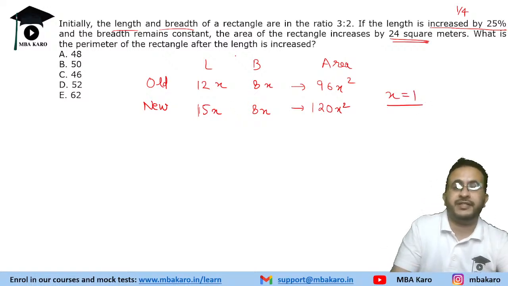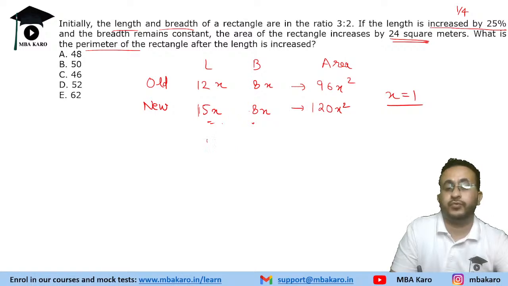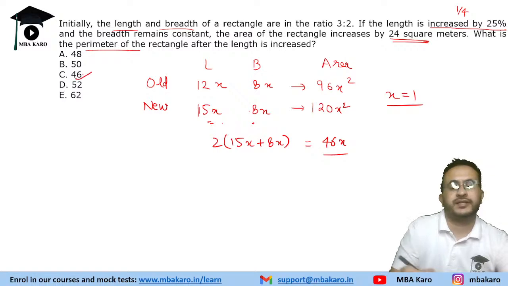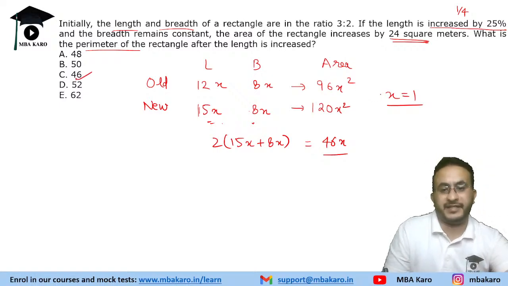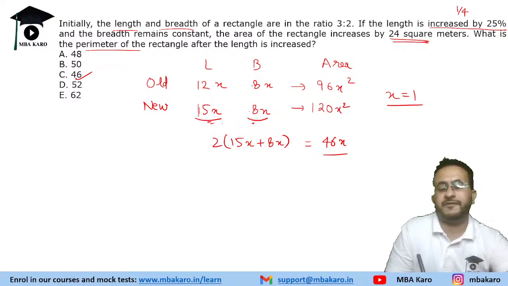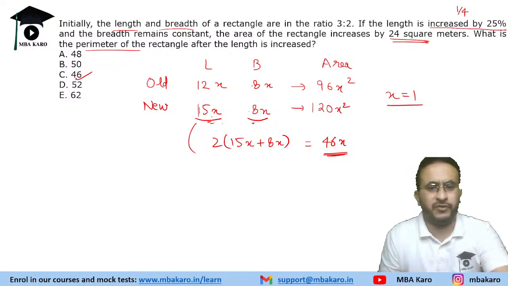X is 1. Now it is saying perimeter of the rectangle after the length is increased. So perimeter कितना हो गया? 2 times of 15x plus 8x, which is equal to 46x, which is 46. Now even if you did not calculate x, just see this: जो हमने 12x और 8x लिया, तो हमारी length और width क्या आ गई? 15x and 8x. So as per this, the perimeter is 46x. Forget the value of x. If it is 46x, तो multiple होगा ना 46 का.